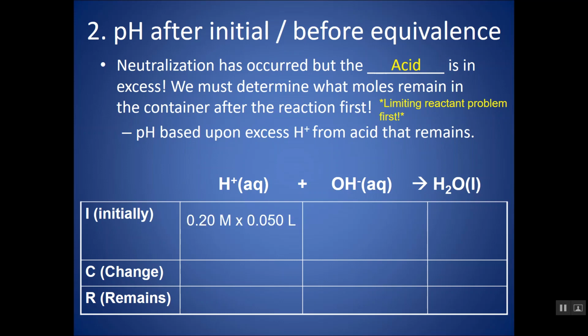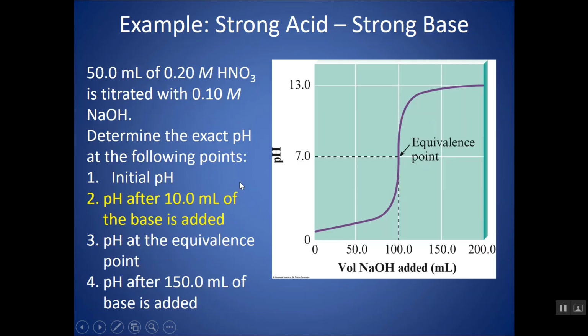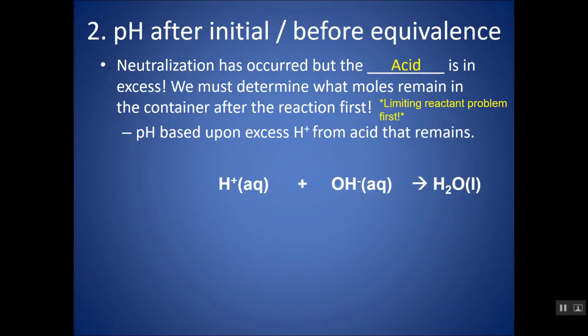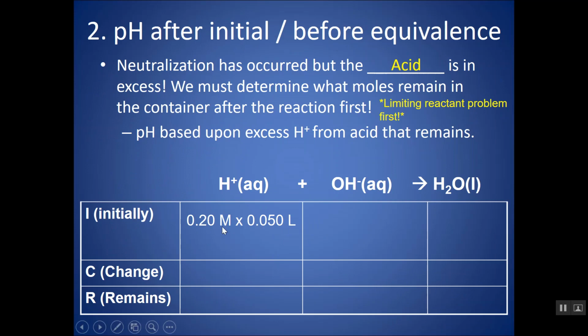So the H+ is coming from the HNO3. Sorry, I said HCl before, but it's HNO3. There's 0.2 molar of it, and there's 50 milliliters, so that's 0.01 moles of H+ to start with. And the OH-, it's only 10 milliliters added so far. There's 0.1 molar of it, so that's 0.001 moles. What's limiting? Obviously the OH- is limiting. I have less of it.